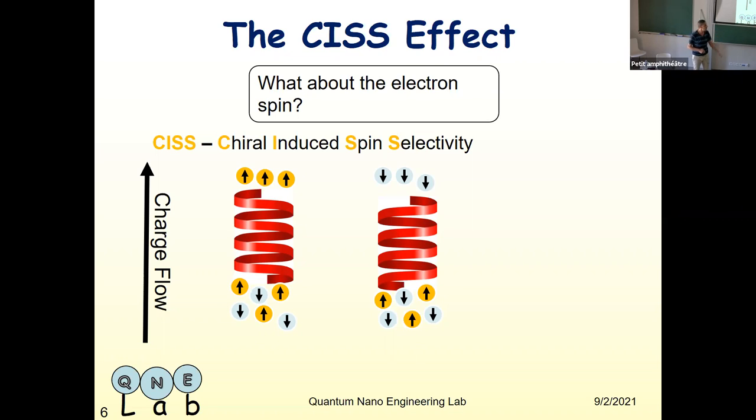The easiest explanation is this: you force an electron, let's say a fermion with a spin, to go in a very narrow direction. In the electron rest frame, you have a huge magnetic field, 1,000 or 10,000 Tesla, because the molecule is around 1 nanometer. So you have large spin-orbit coupling, which differentiates between the two.